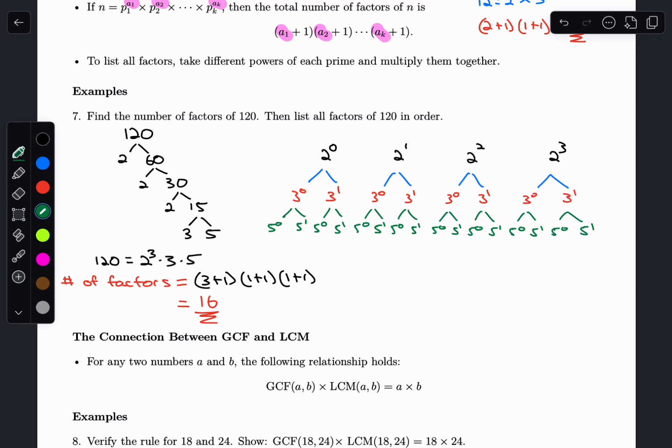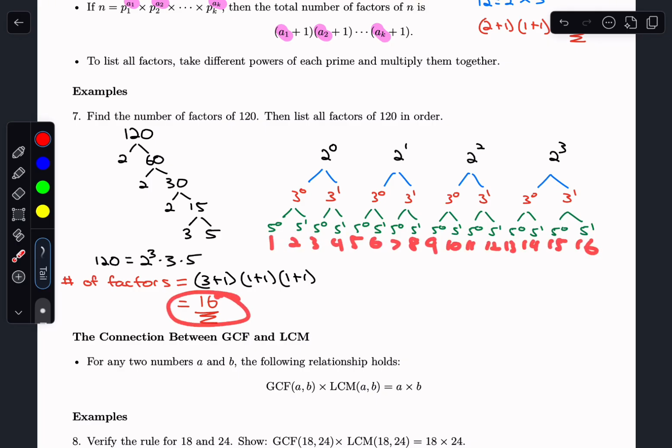Now all we have to do is multiply along the branches. So before we do that, I want to point out, notice that at the bottom of this tree diagram, I have 1, 2, 3, 4, 5, 6, 7, 8, 9, 10, 11, 12, 13, 14, 15, and 16 ends to those branches. And we were expecting 16 factors.